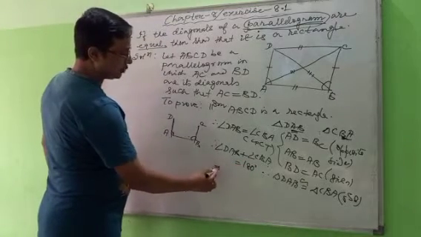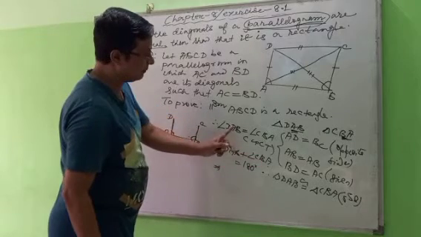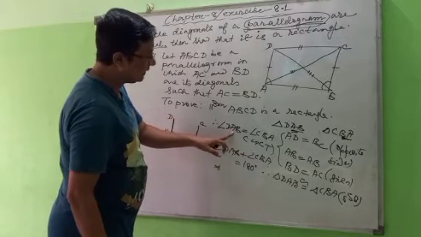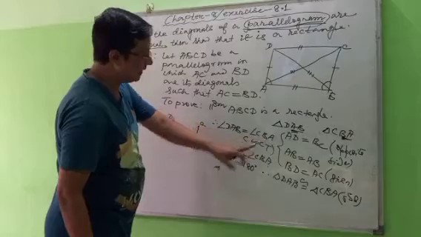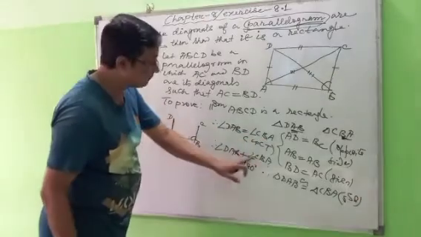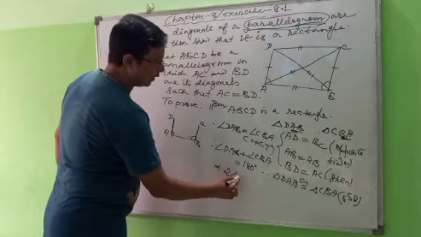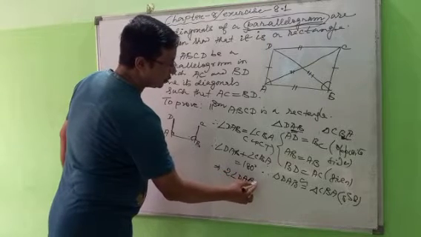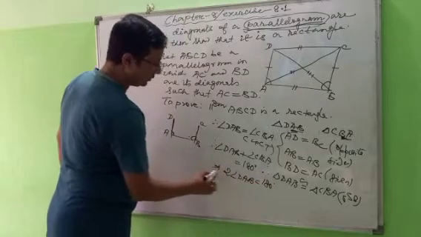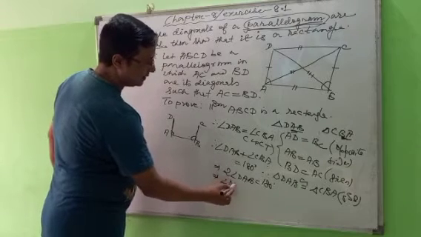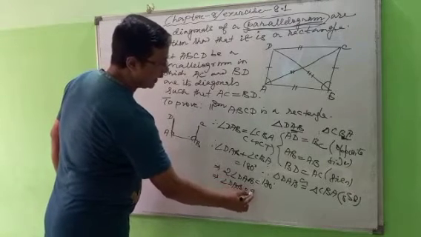Now you see, these two are equal, because it is given that angle DAB equals angle CBA. So these two angles are given as equal. You take any one, twice. So twice angle DAB equals 180. So you get angle DAB equals 90 degrees.